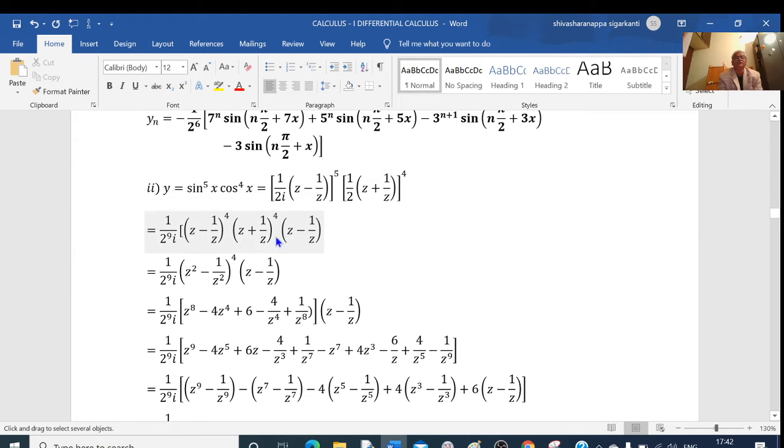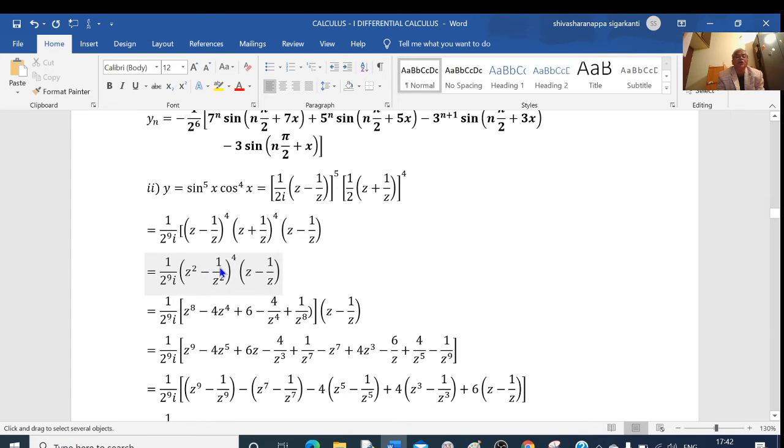And the term (z plus 1 by z) to the power of 4 stays as it is. So these two have the same powers, and I will take a common power, this into this whole to the power of 4. But this term into this term is nothing but (a minus b) into (a plus b), so that is a square minus b square. That is (z square minus 1 by z square) to the power of 4 into (z minus 1 by z), with 1 by 2 raised to 9 into i.